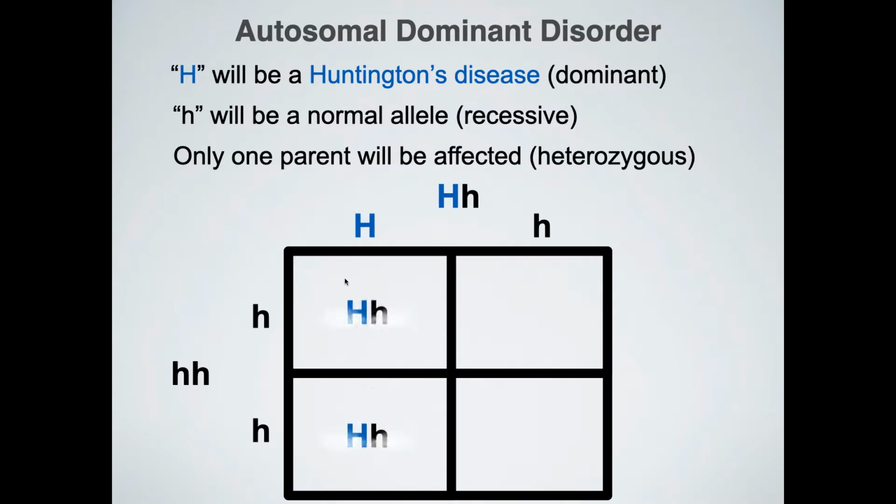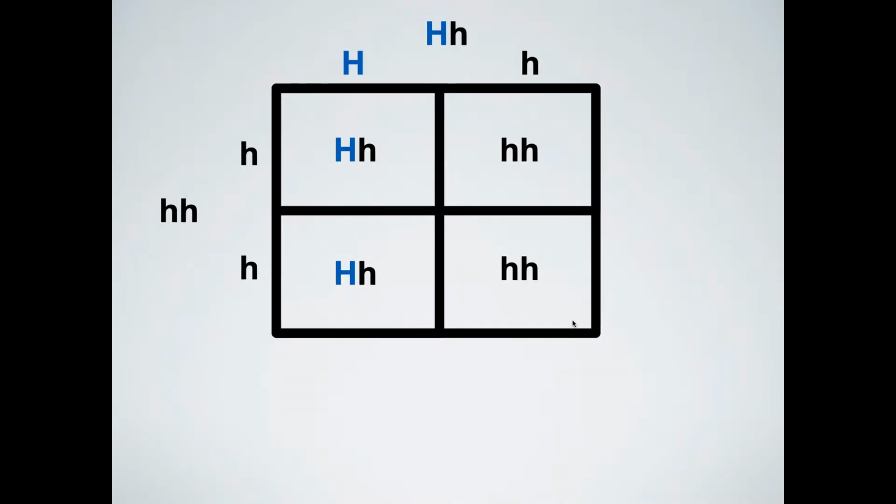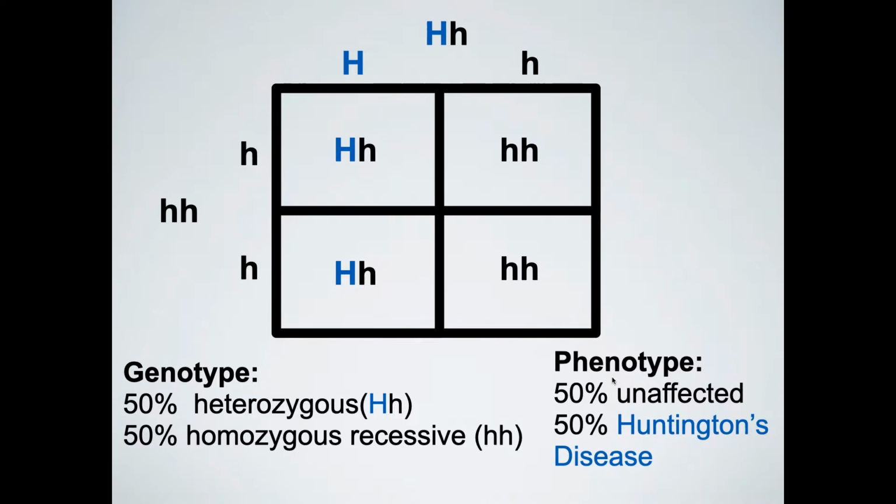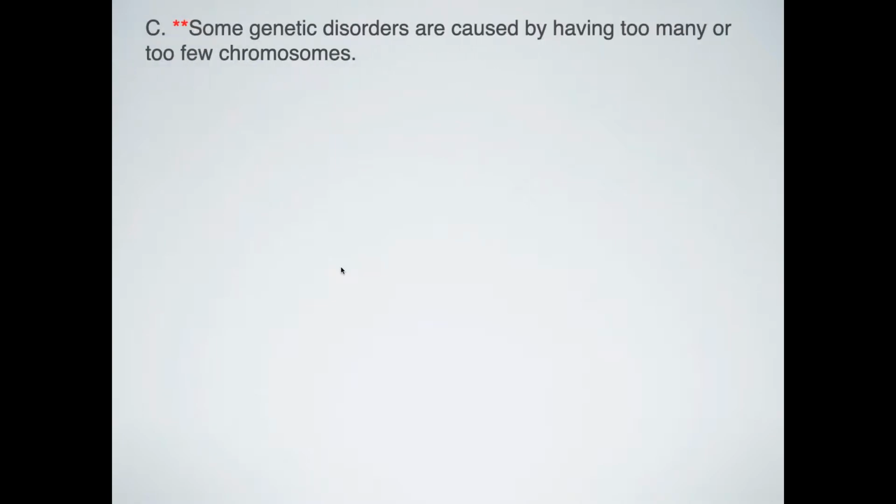Well, simply by luck of the draw here, that means that 50% are heterozygous, 50% are homozygous recessive. That means 50% of your children would be unaffected, and 50% would have Huntington's disease. And so you can see why even having a single copy of that dominant allele can have a huge effect on outcome later on.